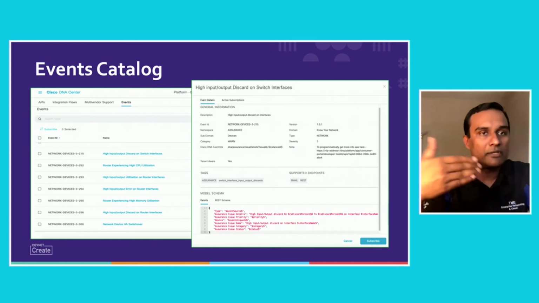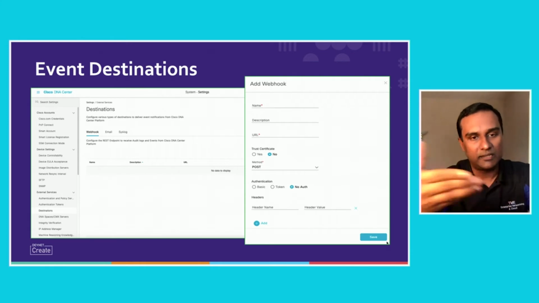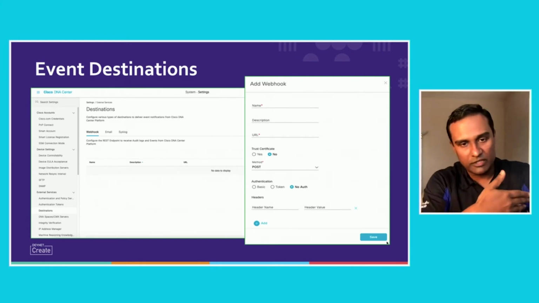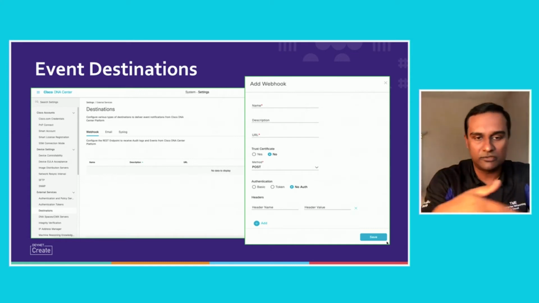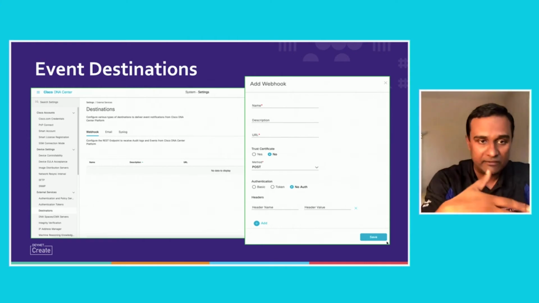You will need to define your destination, right? So you can go to the destinations tab and define a destination. In the case of webhooks, you can give the URL. You will have to provide any authentication here, which could be basic authentication or token-based authentication. You can add any headers here. And once you have done that, you are now all set, and anytime this event happens, you will be sent a notification.